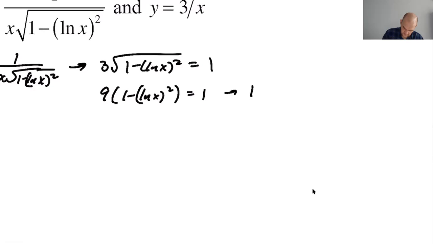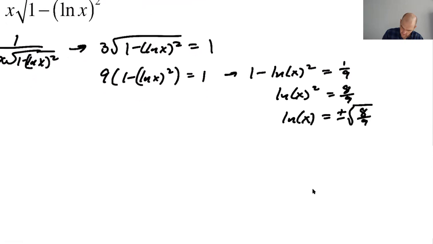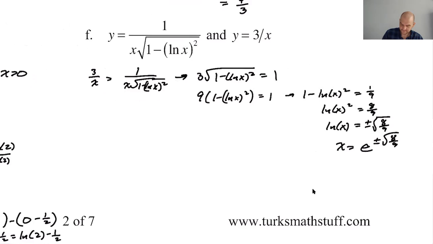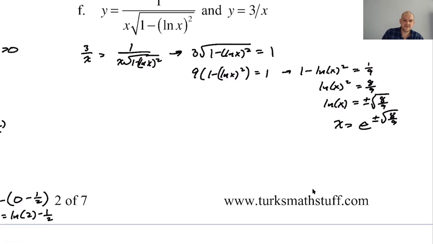Okay, so 1 minus the natural log of x squared is 1/9. Then subtract, you get negative 8/9, so the natural log of x squared is 8/9. So the natural log of x is plus or minus radical 8/9, or x is e to the plus or minus radical 8/9. Potentially, I don't know. I'm going to go with it. I think that's right. So those are my bounds.